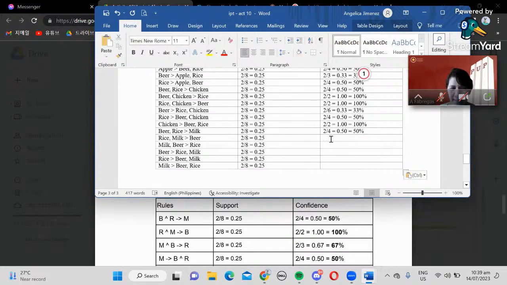Dapat mag-effort tayo lahat. Ma'am, napapagod ako. Lahat tayo napapagod, class. Wala ditong hindi napapagod. Abnormal ang hindi napapagod. But we have to go on. We have to move on. We have to work hard.